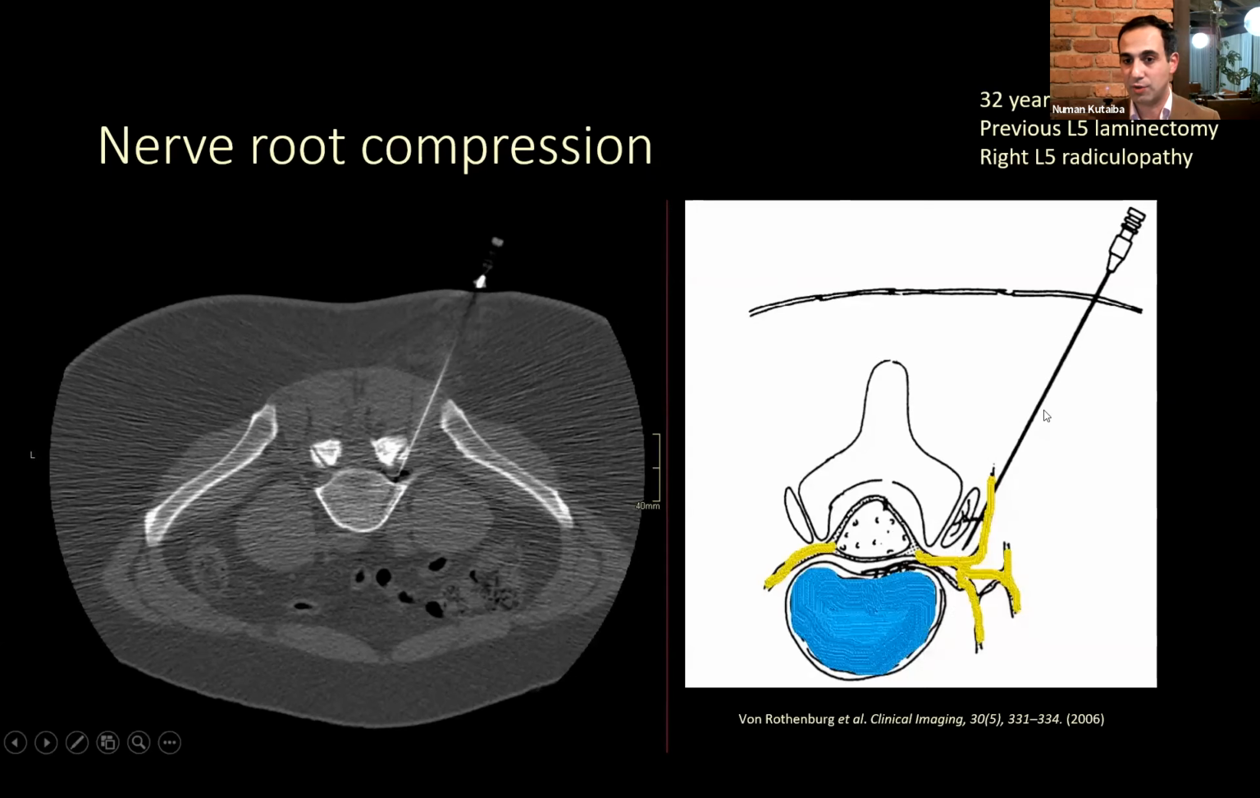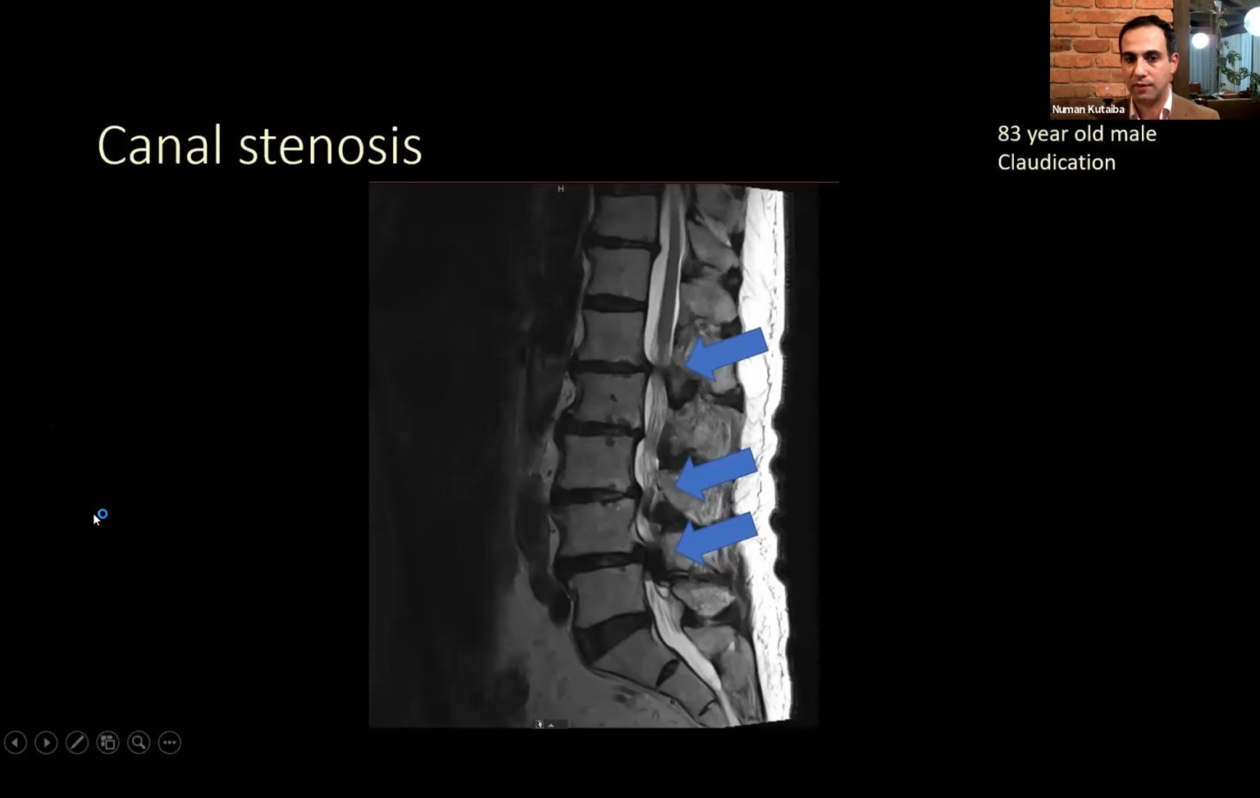This is the diagram that shows the needle coming in close to the nerve. We're away from the spinal canal itself. Canal stenosis is very common, and this is an 83-year-old male patient with claudication. So they're coming with symptoms. Their MRI shows stenosis at multiple levels.